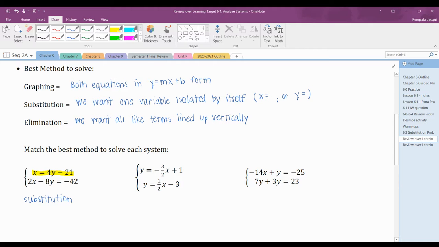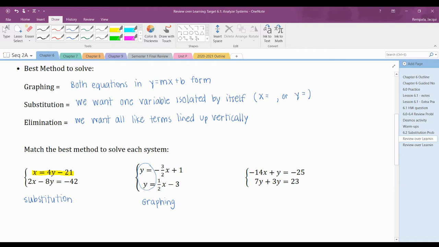If we look at the middle example, we have y equals -3/2 x plus 1 and y equals 1/2 x minus 3. Notice how both of these say y equals. They're in that y equals mx plus b form. So that tells us that graphing is the best method to solve.